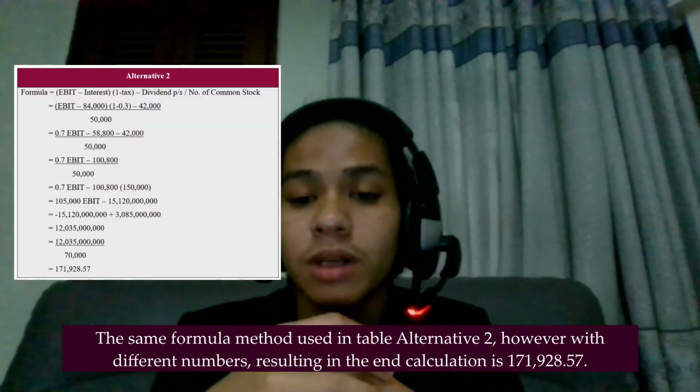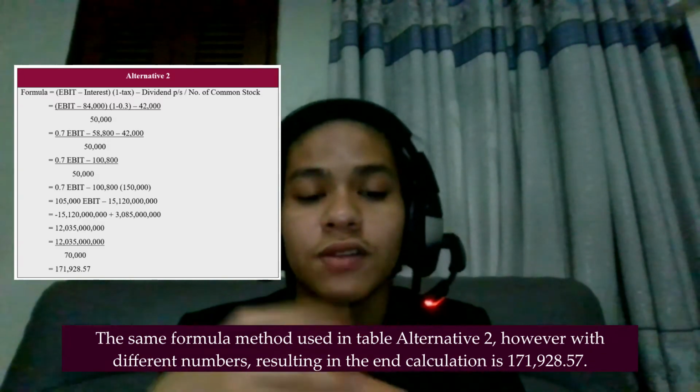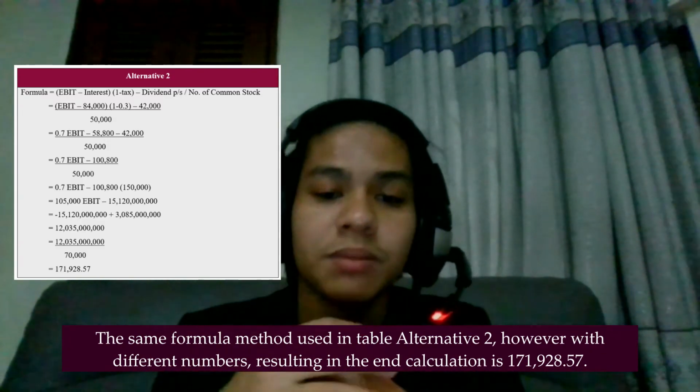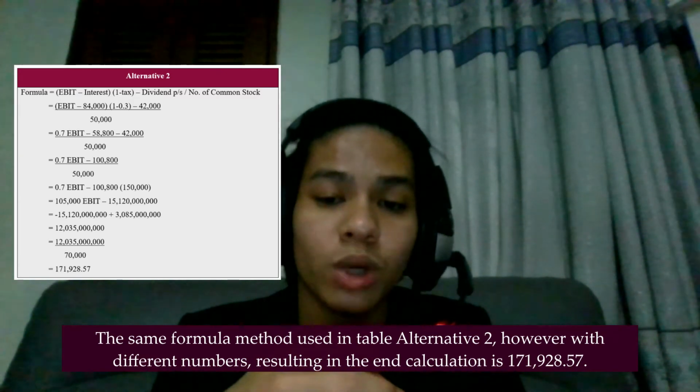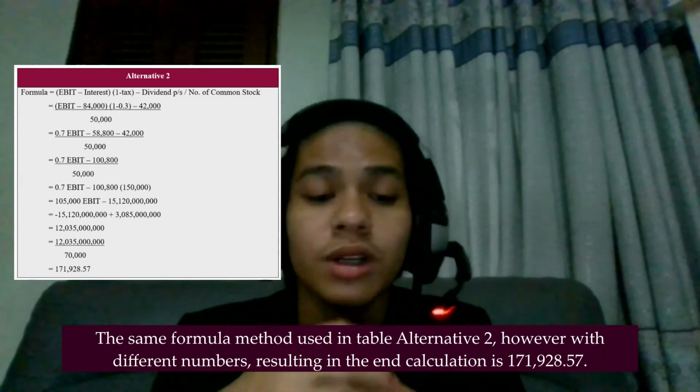The same formula method is used in table alternative 2, however with different numbers, resulting in an end calculation of 171,928.57.